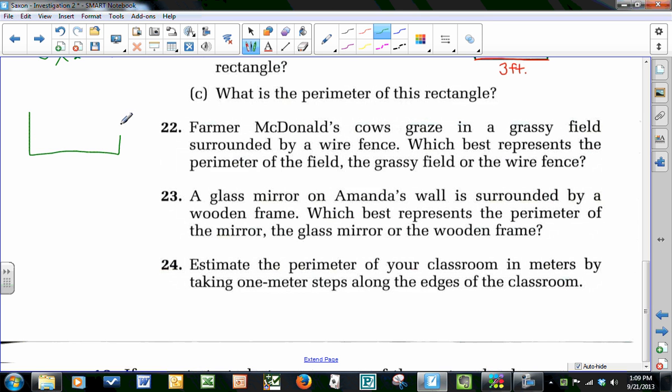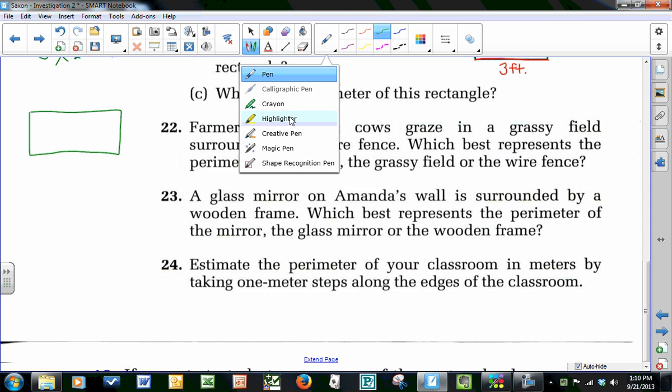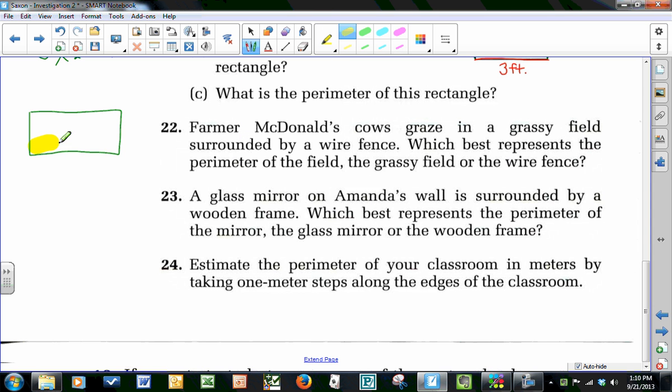Here's my fence, and then on the inside, here's the grassy field. Which represents the perimeter? Is it the inside or is it the fence that goes all the way around? That's right, it's the fence that represents the perimeter. The wire fence represents the perimeter because it's on the outer edge surrounding the grassy field.